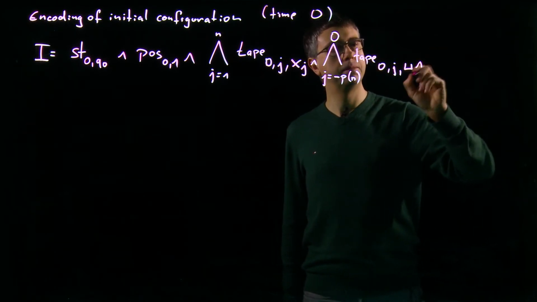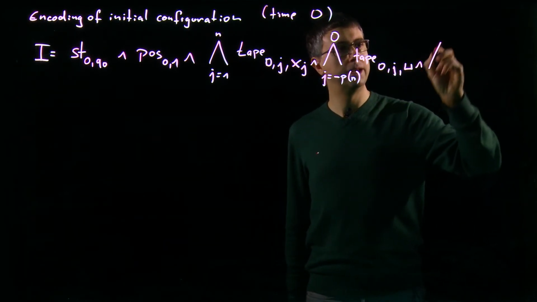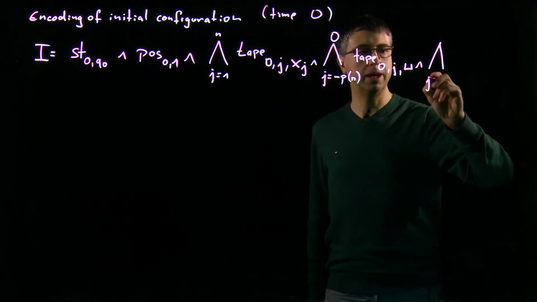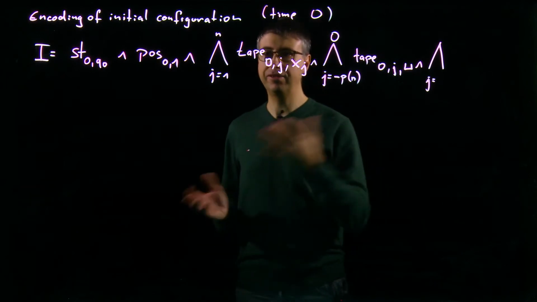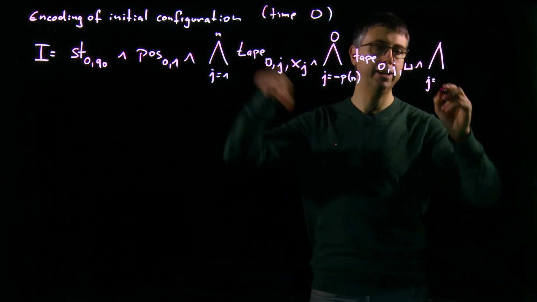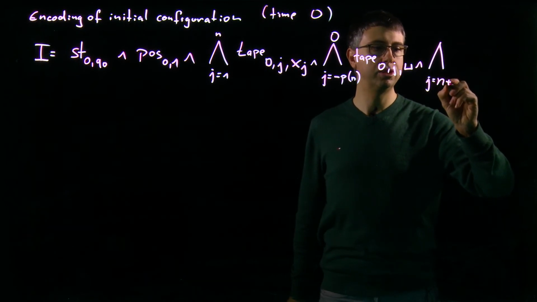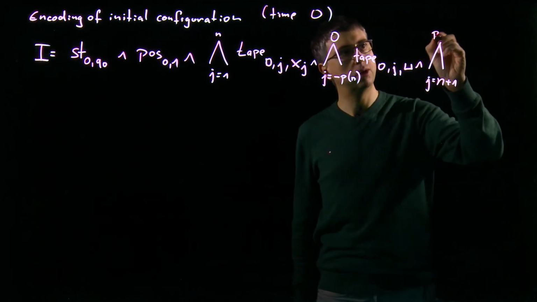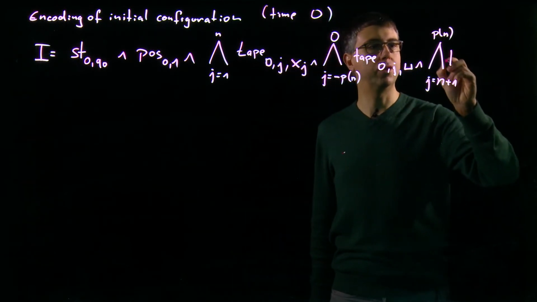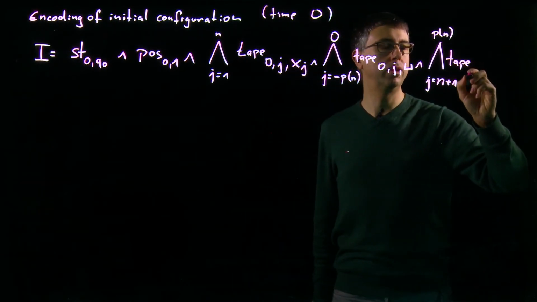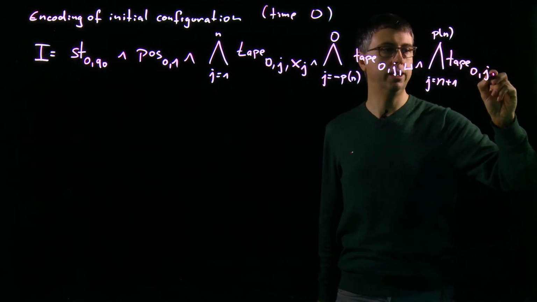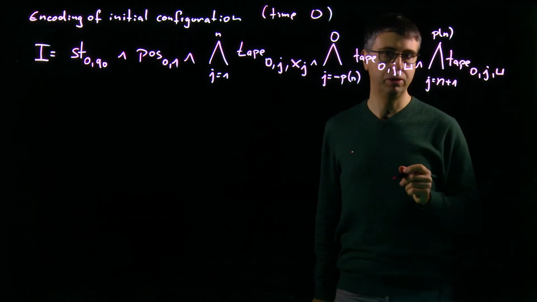And similarly, these are the blanks to the left. Similarly, we have the blanks to the right. The blanks to the right start after the input. The input goes up to position n, so here we start at position n plus 1 and go up to p of n. And again, we have only blanks. So the variable tape at time index 0, position j, and blank must be true.